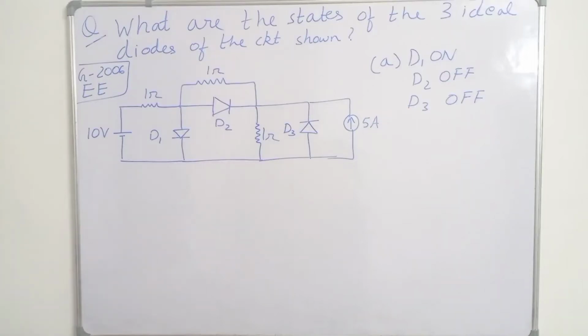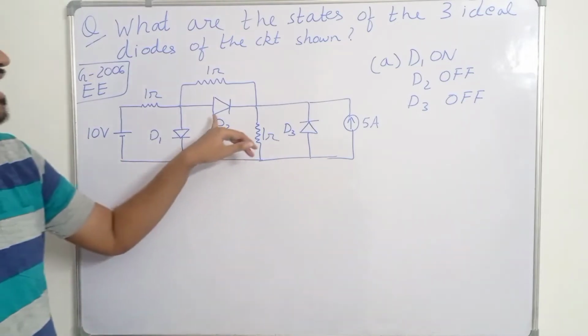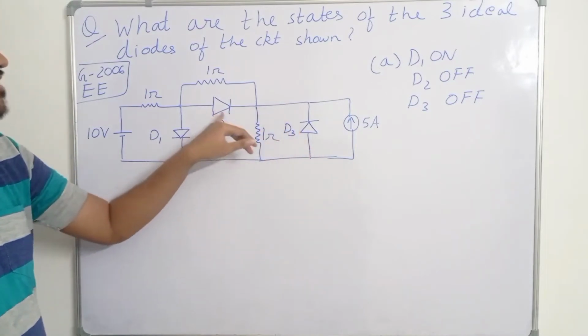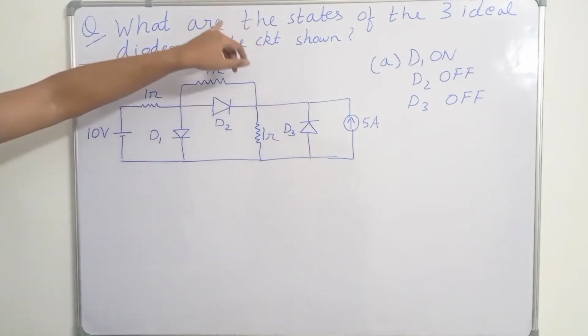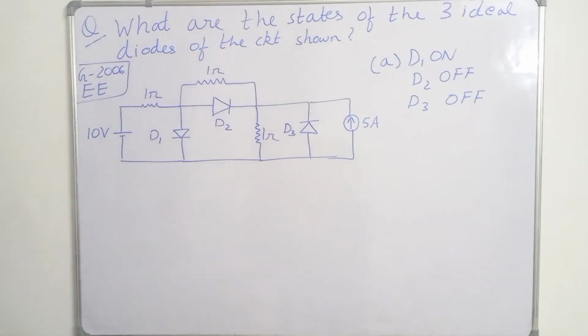Welcome. In this video, we are solving a question on diode circuits from the GATE exam. This is a very good question because here we are given three diodes D1, D2, D3, and it is asking what are the states of the three ideal diodes. So it is given that these diodes are ideal, so we have to determine the states: which diodes are on, which diodes are off.